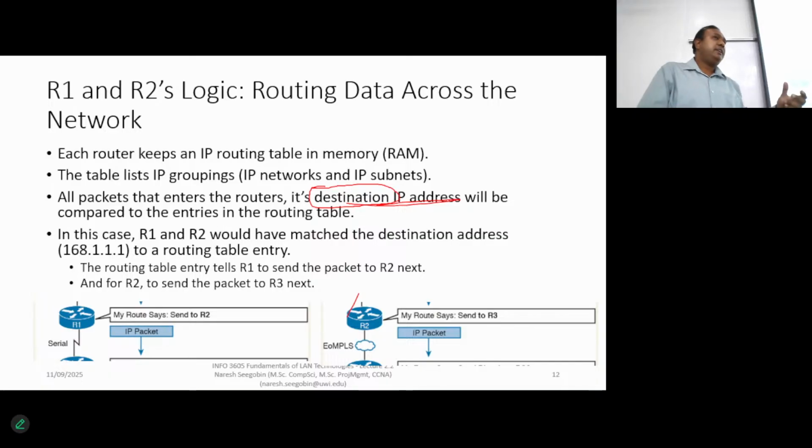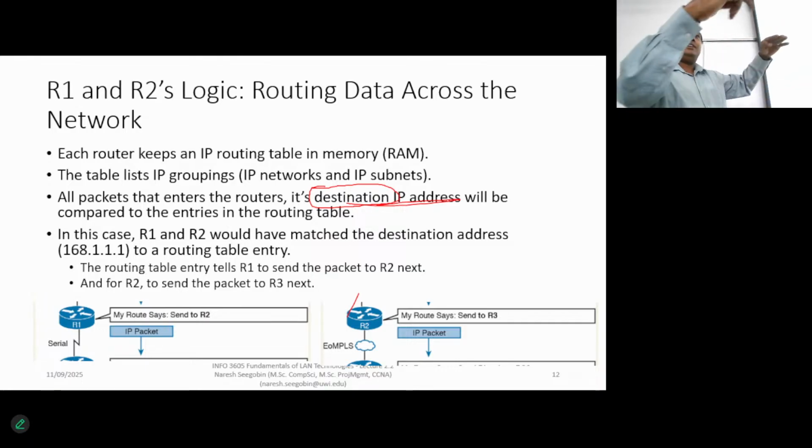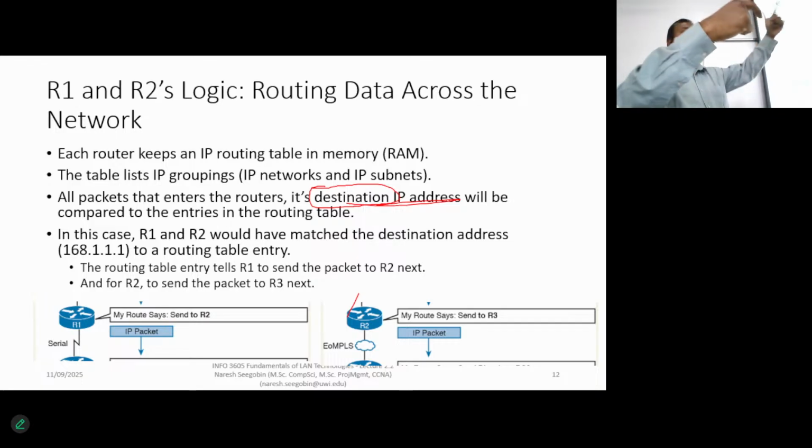It's going to take the destination IP and the routing entries. Remember, the routing entries have prefixes in them. So it's actually going to use bitwise matching between the destination IP, the routing table entry, and their own mask. And they're going to do bitwise matching.